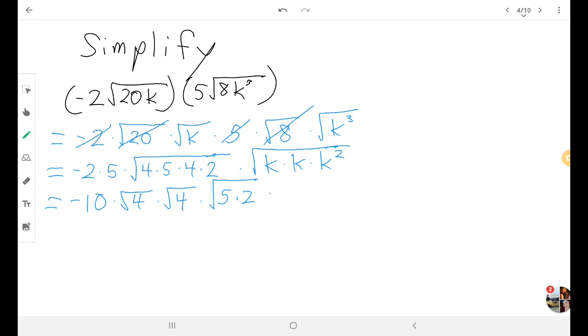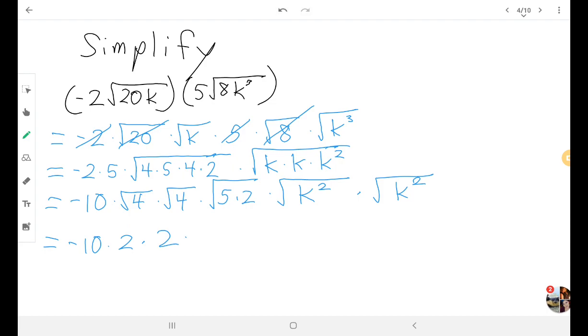Then, when looking at the k's, I'm going to look at this k times k, and I am going to call it k squared, and I'm going to separate it from the other square root of k squared, because those will have answers also. So now I've got -10 times, and the square root of 4 is 2. That is, the square root of 4 asks you the question, what number do you square to get 4? And it's 2, right? 2 squared equals 4. And then the square root of 4 is 2 again. So that one and that one.